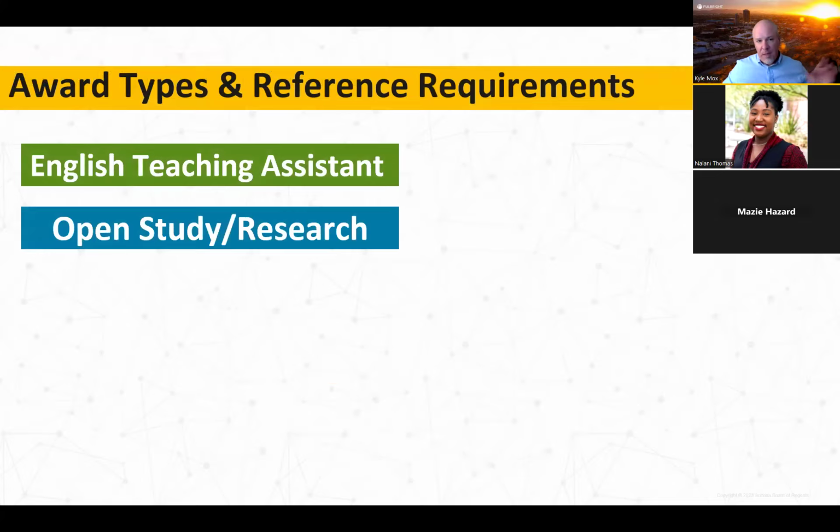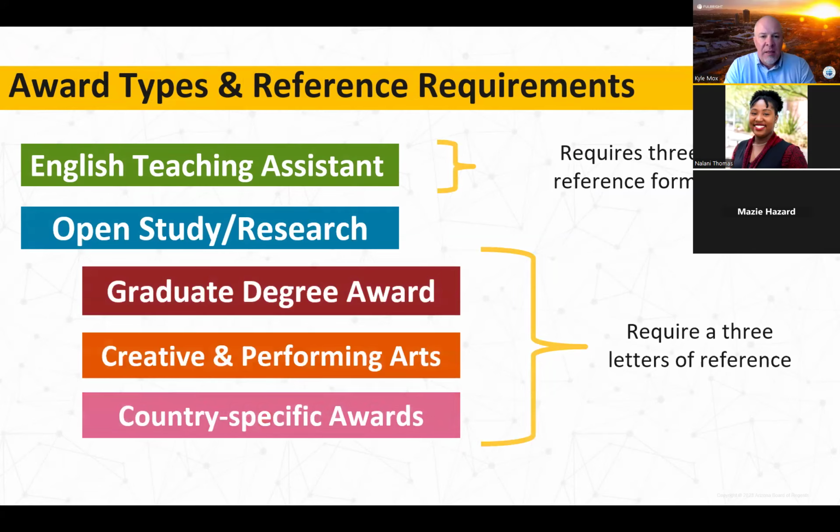So today's topic. We are focused in on the role that references and reference forms play in the application. If you are applying for an English Teaching Assistant Award, you'll need to get 3 reference forms completed. All other awards, which would include all of the open study research variations, will require letters of reference. So in both cases, 3 references. In the case of the ETA, they're forms that are completed. In the case of open study research, those are actual letters.